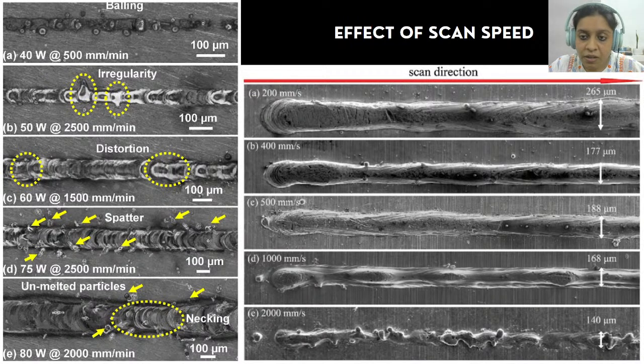The effect of scan speed is also very important, but these parameters are specific to one single material. You cannot replicate the same set of experiments for another material, because the parameter window will completely change. In this case, the scan speed varies from 200 millimeter per second to 2000 millimeter per second, and you see the stability is completely changed. The first one looks smooth, the second one is also good, but the last one shows some balling effects and some inhomogeneities. Similarly, on the left hand side, there is a critical combination of laser power and scanning speed, due to which there are irregularities, distortions, spattering here and there, unmelted particles, a lot of unwanted things.